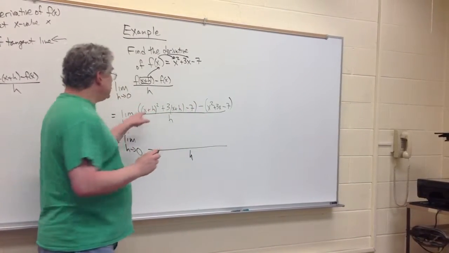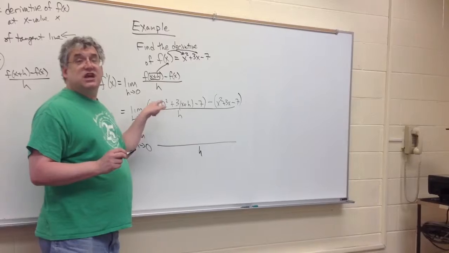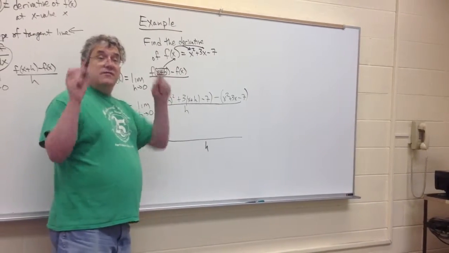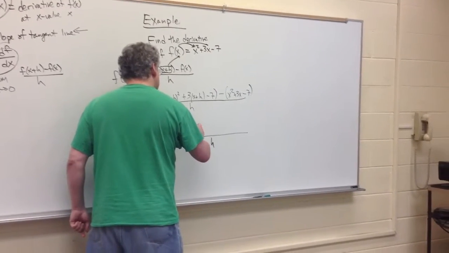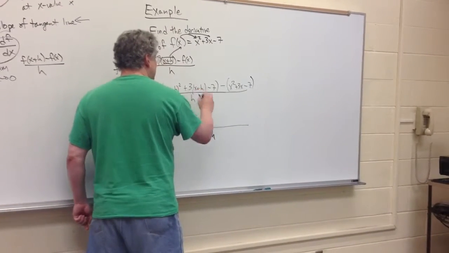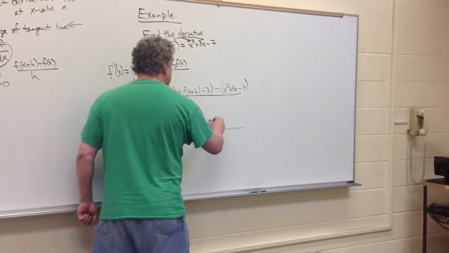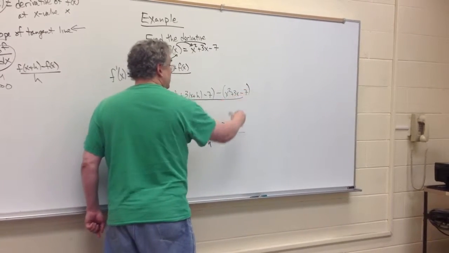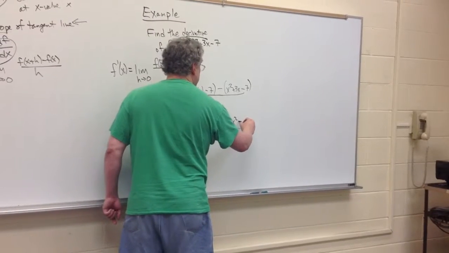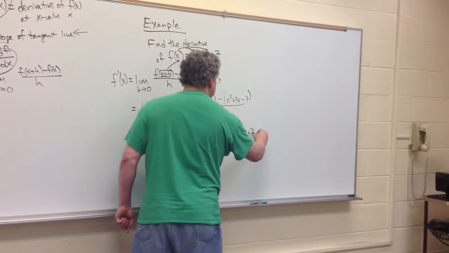So what do we do? (x+h)^2 is (x+h) times (x+h). There are middle terms. Foil it out if you want. We get x^2 + 2xh + h^2. Then plus 3x + 3h - 7. Then finishing off here, minus x^2 minus 3x plus 7.